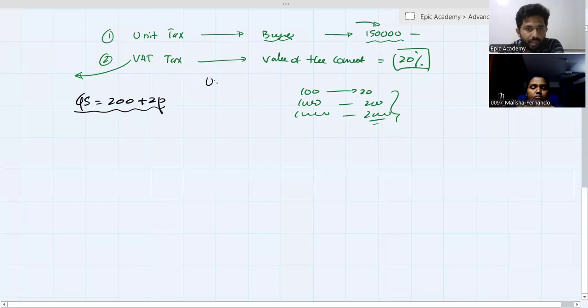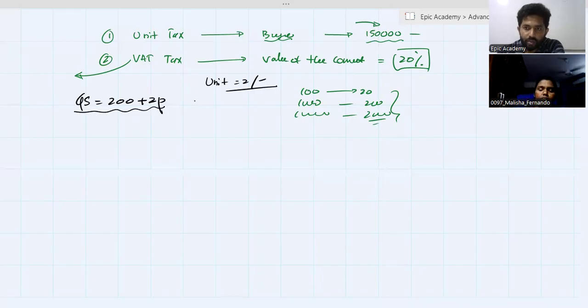The government imposed a unit tax. First of all, I am going to discuss the unit tax, because value added tax is more complex than unit taxes. After calculating the unit tax, we can calculate the value added tax. I am not going to discuss the ad valorem tax yet. The unit tax is just 2 rupees for one commodity. If you are going to produce two commodities, you have to pay 4 rupees. If you are going to produce 10 commodities, you have to pay 20 rupees.